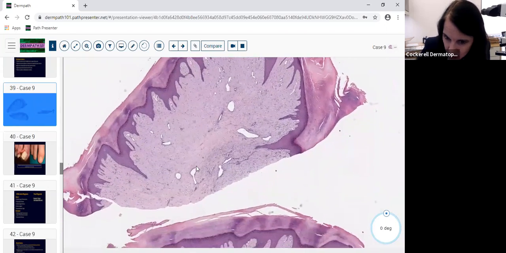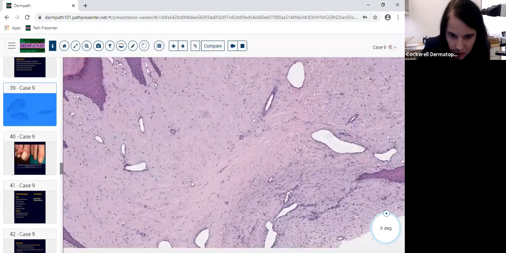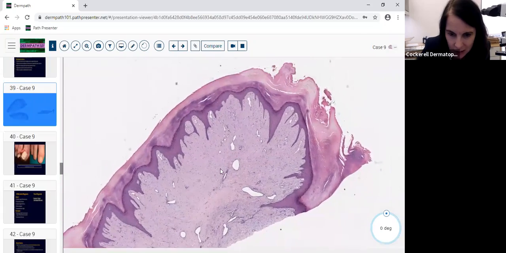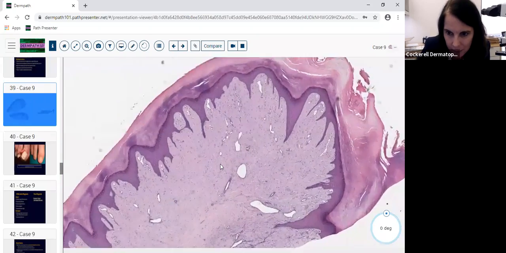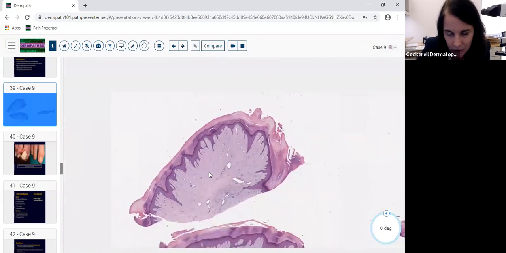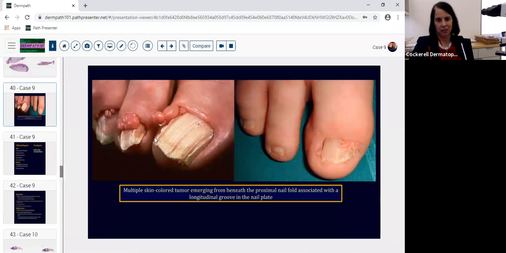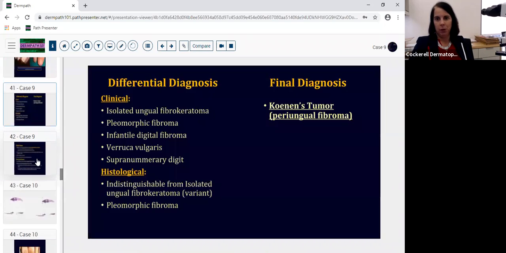We notice there's no nerve, and be careful, please look for nerve. You need to look for nerve down here because you don't want to miss an accessory digit, supernumerary digit, because with those you'll see nerve in that area, but this doesn't look anything really like that. It has more of an angiofibromatous appearance. But clinically, the most important thing is you'll see multiple skin-colored tumors emerging from beneath the proximal nail fold associated with longitudinal grooves in the nail. So this is beautiful for Koenen's tumor, a periungual fibroma.